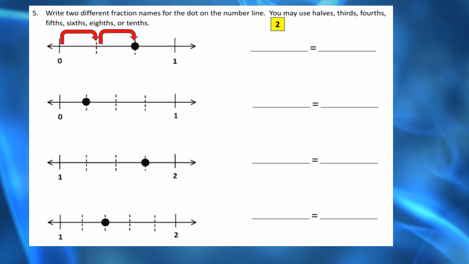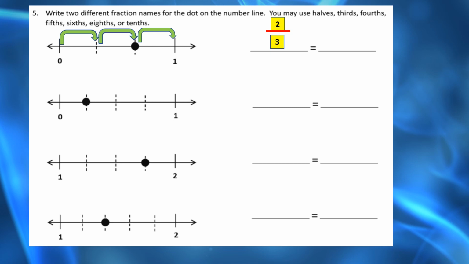All right, now I jump from 0 to my first whole number to figure out what my denominator is going to be. So start at 0 again. 1, 2, 3, which means my denominator or my bottom number is going to be 3. So this model shows 2/3.